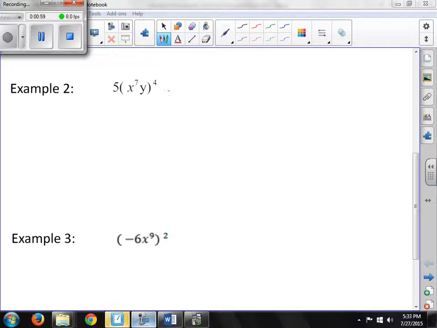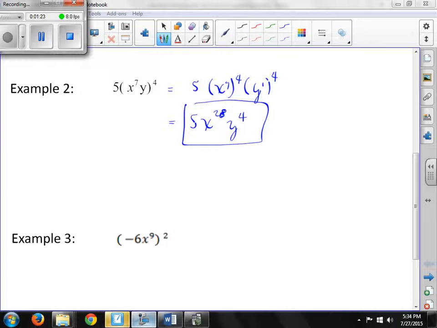Here we have 5, and we have to raise both the x to the 7th to the 4th and the y, understood to the 1st, to the 4th, so that we will have 5x to the 7 times 4 is 28, and we will have y raised to the 1 times 4, which is 4. x to the 28th and y to the 4th. 5x to the 28th and y to the 4th.